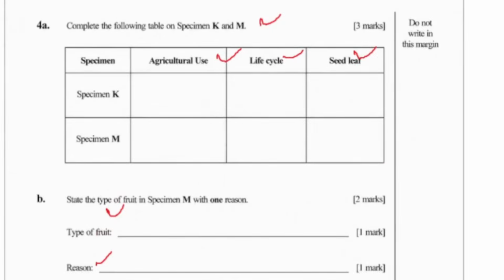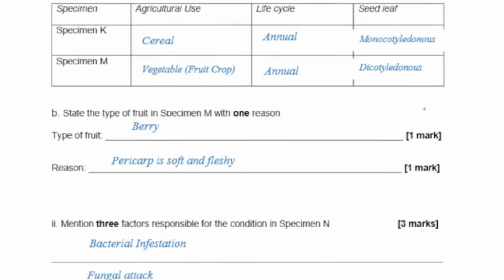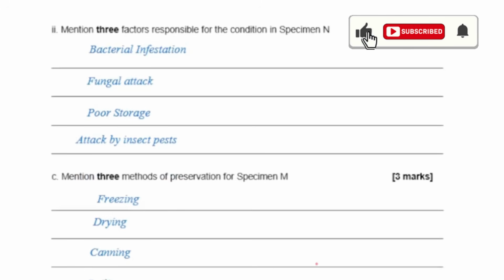So let's look at the answer flash as we look at that. Like I told you earlier, you can pause the video at any point and write them down so you can get these key points as you prepare for your exam. So you have the classification here: agricultural use, life cycle, and seed leaf. And then you have fruits, fruit crop, vegetable, cereal, and all of that. And then the type of fruit for specimen M is a berry. Pericarp is soft and fleshy. And then factors responsible for conditions, you have bacterial infestation, fungal attack, poor storage, and attack by insect pests.